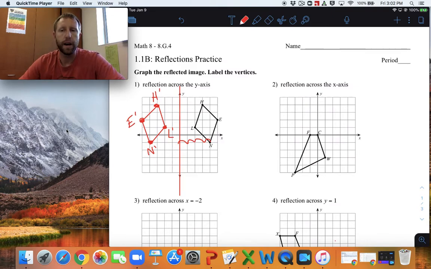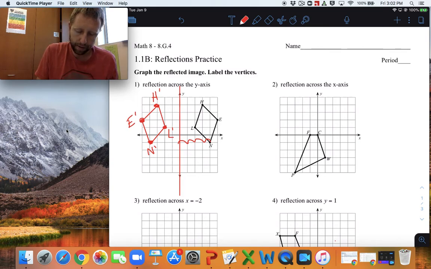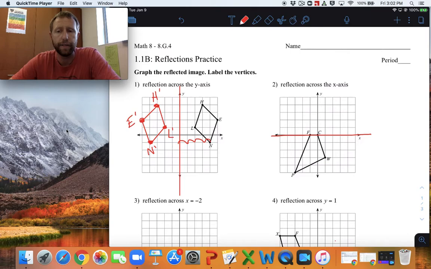Okay. For number 2, reflection across the x-axis, same steps as before. Draw your line of reflection and then go and count. Now if you notice, points F and C are already on the line of reflection, so they're going to stay there. Okay, F prime is there, and right here is C prime. It's only points P and W that I have to count how far away from the line of reflection they are. So I'll start with point P.